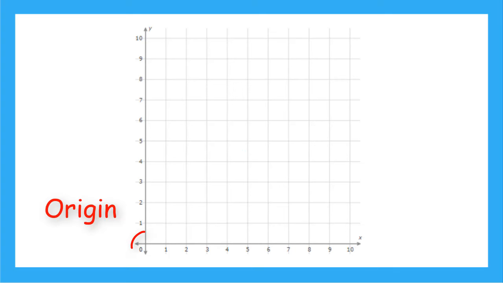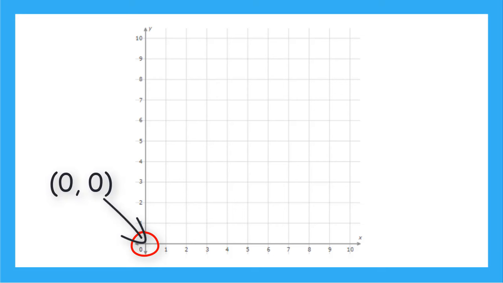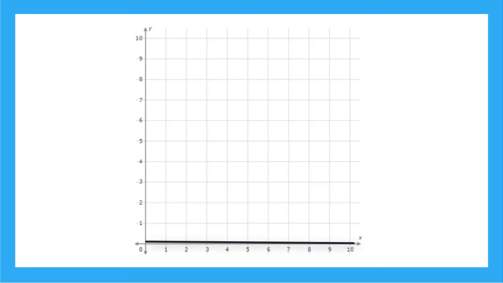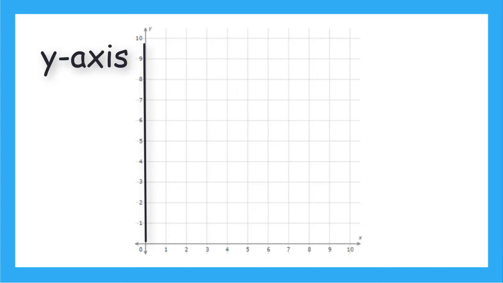The origin is the place where the two thick lines intersect or cross each other. The coordinates at the origin are 0, 0. The dark line that runs horizontally is called the x-axis. The dark line that runs vertically is called the y-axis.